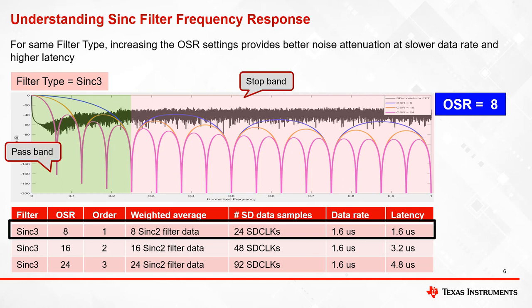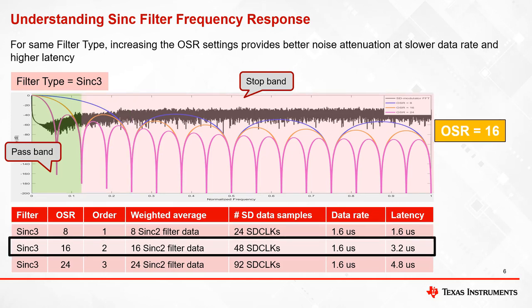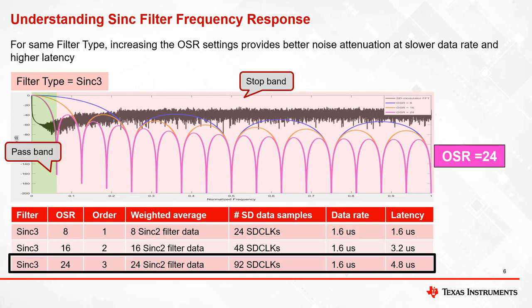Now, what happens when we increase the OSR to 16? Well, the filter would use 16 Sinc 2 filter data to produce a filter output. But how does increasing OSR affect the passband and stopband? Passband moves closer to the area of interest, and the stopband attenuation increases with increase in OSR. This results in a higher filter resolution. With OSR of 24, passband moves even closer to the area of interest and the stopband attenuation increases further. In short, increasing OSR increases filter resolution by averaging more number of samples.